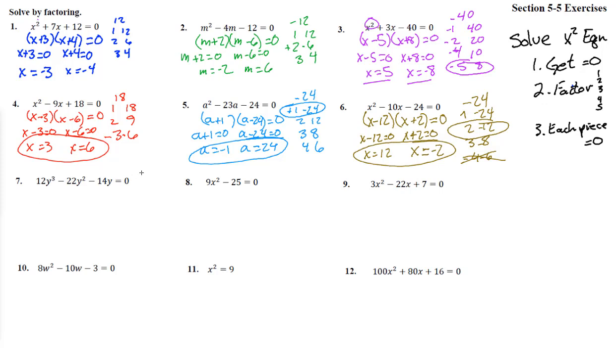Get it equal to 0. Check. Factor it. Okay, greatest common factor looks like 2 and a y. And we're left with 6y squared minus 11y minus 7 equals 0. This piece is still a trinomial with leading coefficient not 1. So we have to take 6 times negative 7, AC method. 6 times negative 7 is negative 42. Could be a 1 and a 42, a 2 and a 21, a 3 and a 14, or a 6 and a 7.